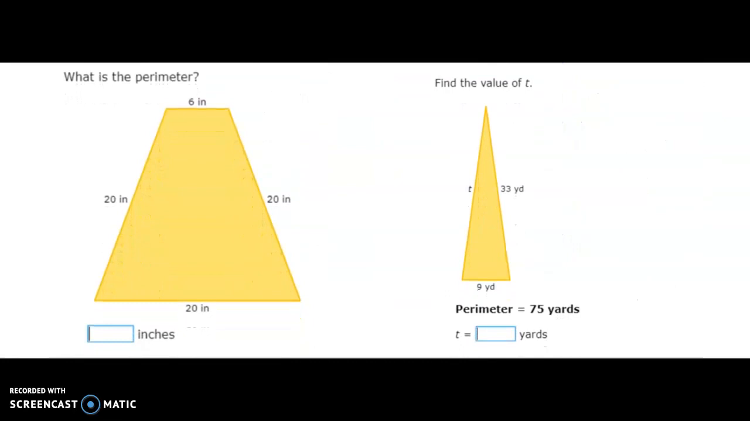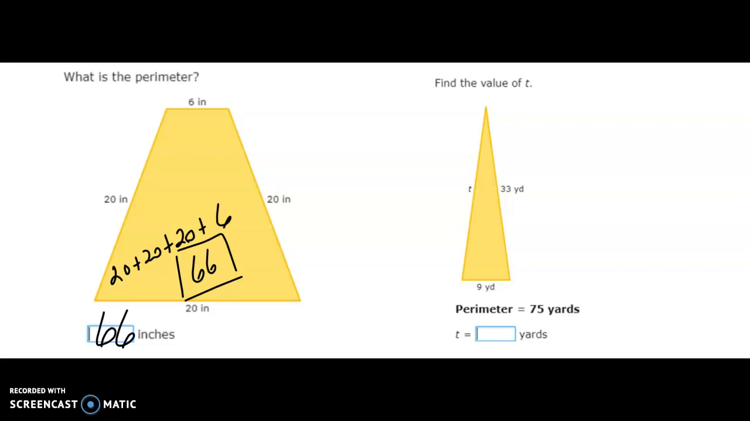What is the perimeter? So it gives you all 4 sides. So you just add them up. So 20 plus 20 plus 20 plus 6 is 20, 40, 66 inches.